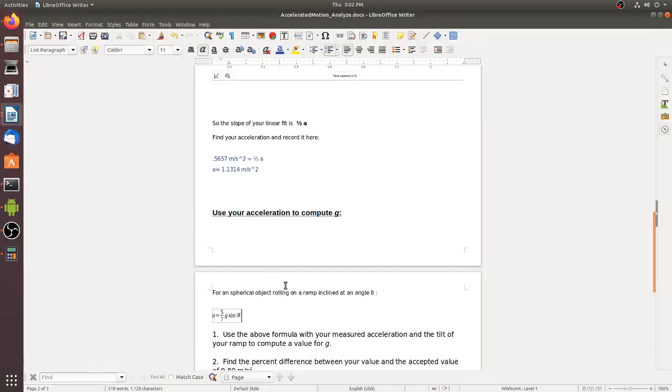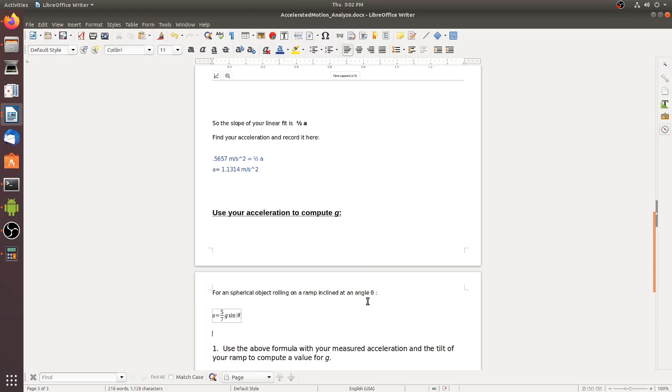Okay, so we're going to use this formula to compute from our acceleration. We're going to compute a value for g. You're going to get different numbers, of course, when you do this, because your data is at 5 degrees. You would use 5 degrees in this formula. I'm going to use 9.5 degrees because of my warped board. And this is going to be my acceleration here, which is 1.1314.